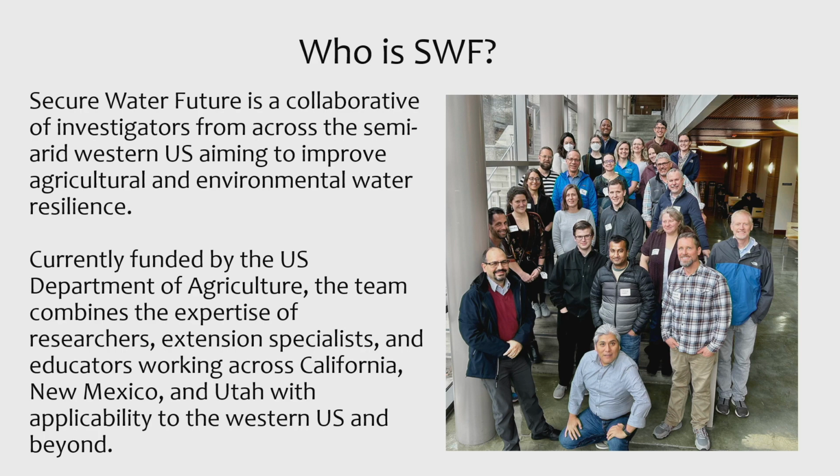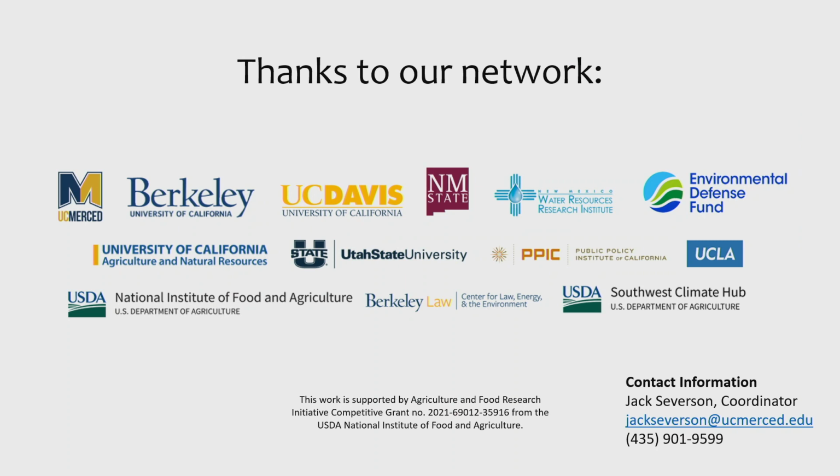Funded by the U.S. Department of Agriculture, this project combines the expertise of researchers, extension specialists, and educators working across California, New Mexico, and Utah, with applicability to the Western U.S. and beyond. Our network also includes the expertise of the USDA Southwest Climate Hub and regional extension grower networks to co-create climate change adaptation in the Western U.S. We want to thank our network that helps us do what we do and supports us in every single way. This project is funded by the USDA National Institute of Food and Agriculture.